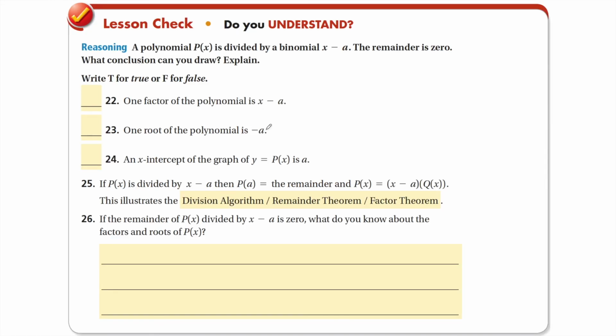And finally, we made it to the lesson check. Let's get going through it. So a polynomial p sub x is divided by a binomial x minus a. The remainder is 0. In conclusion, what can we come up with from that? And can you explain?